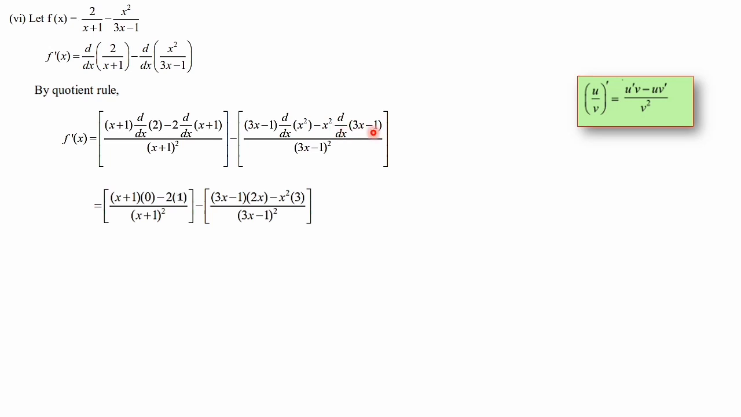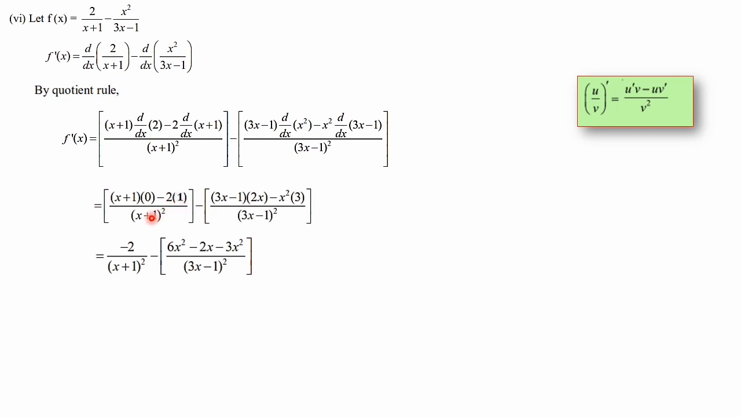If you find it difficult, you can go for calculation. It's not a problem. Once again, here x square into d by dx of 3x is 3, minus d by dx of 1 is 0. So 3 minus 0 is 3. That's where the 3 came from. Then when you do the calculation, the first term into 0 means the term is completely 0. x plus 1 into 0 is 0. Here only minus 2 is left. 2 into 1 is minus 2.